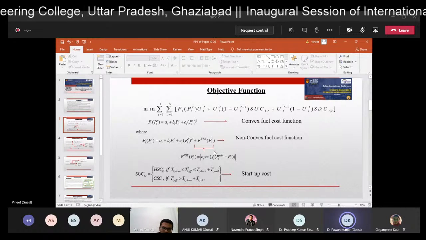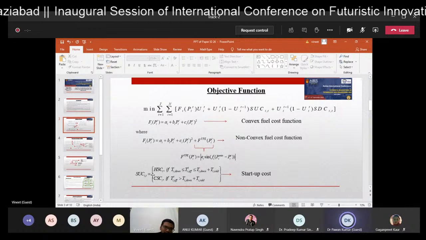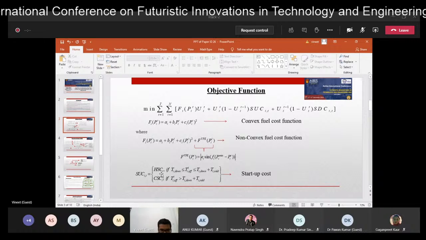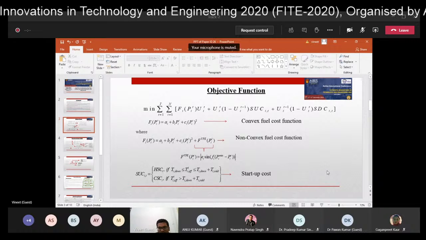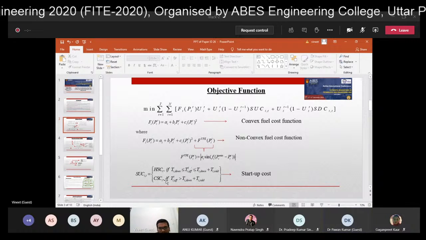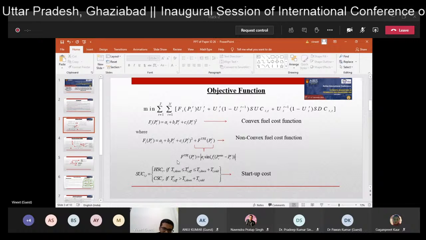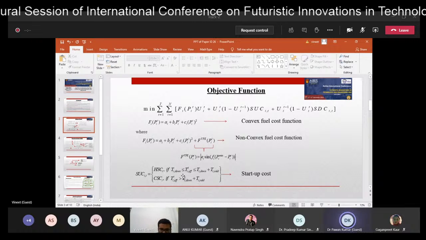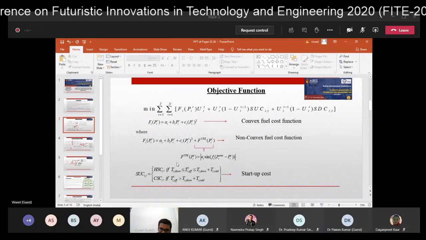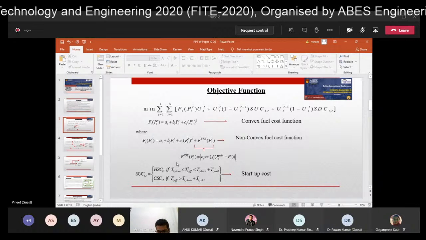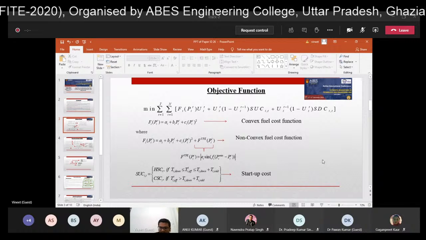Now, this startup cost is a function of this one. HC is the hot startup cost, and CSC is the cold startup cost. And there are Ti down and Ti up. Ti down is responsible for how much time period the thermal generator unit has been off, and Ti up is how much time period it has been on.